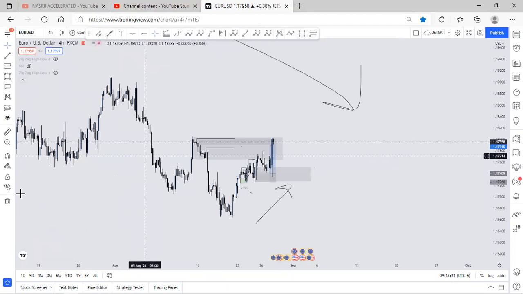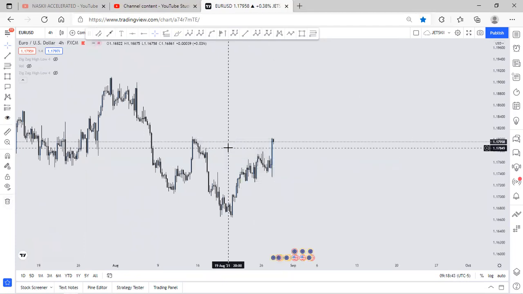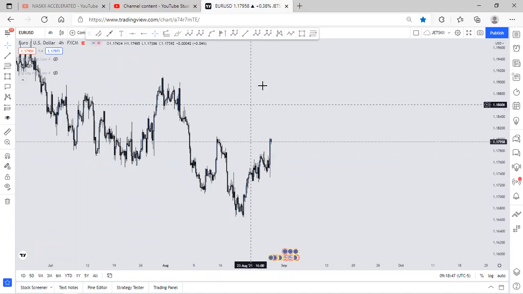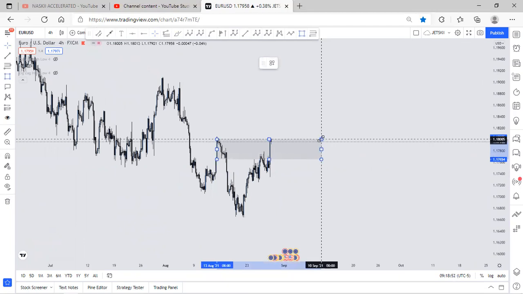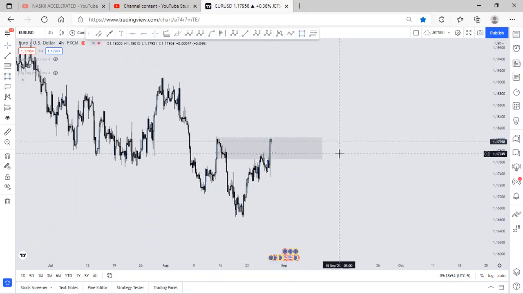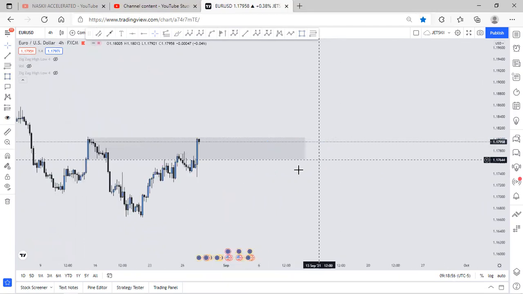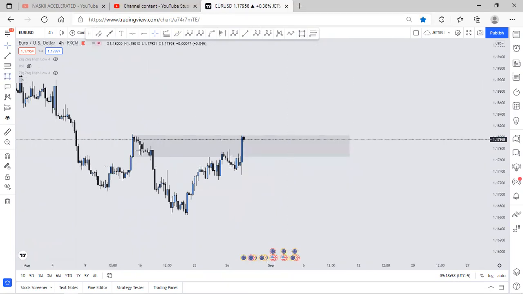Okay, now let's analyze what's happening. Let me remove everything. Let's analyze what's happening. Okay, from here we could see we have this supply zone, and inside we had another supply zone here.